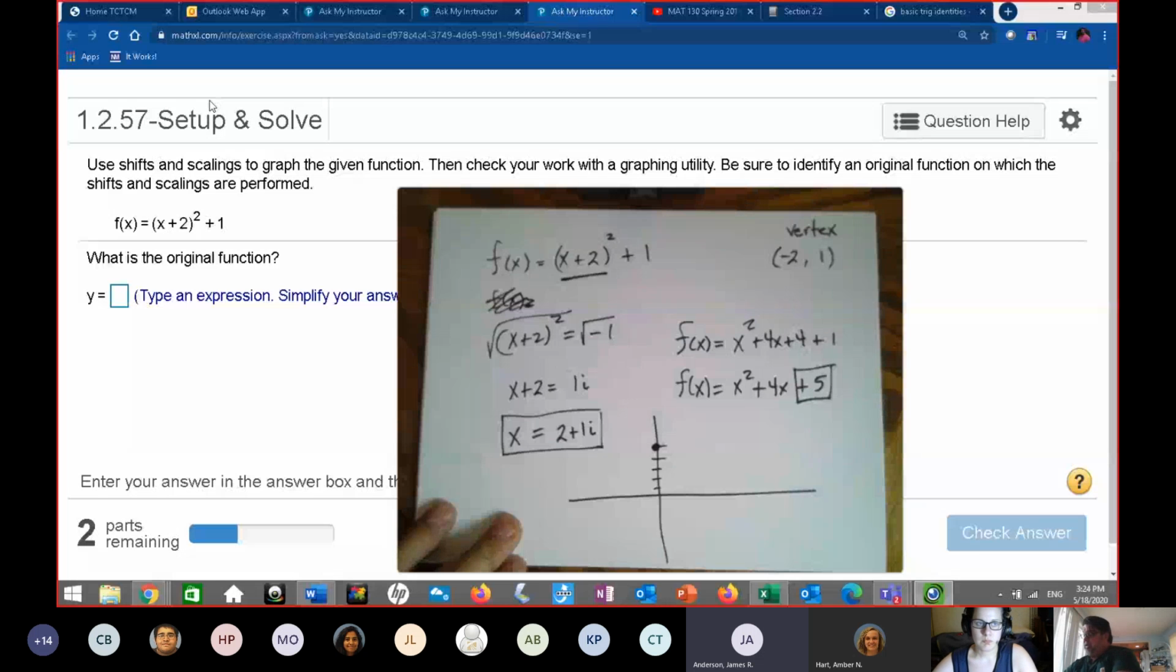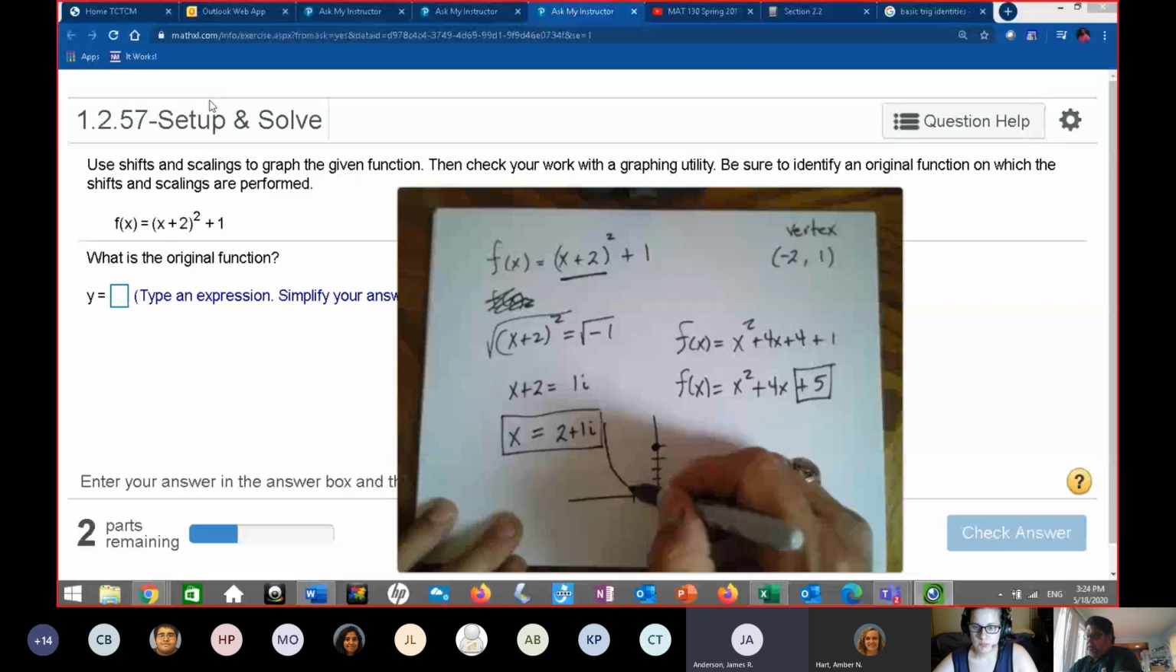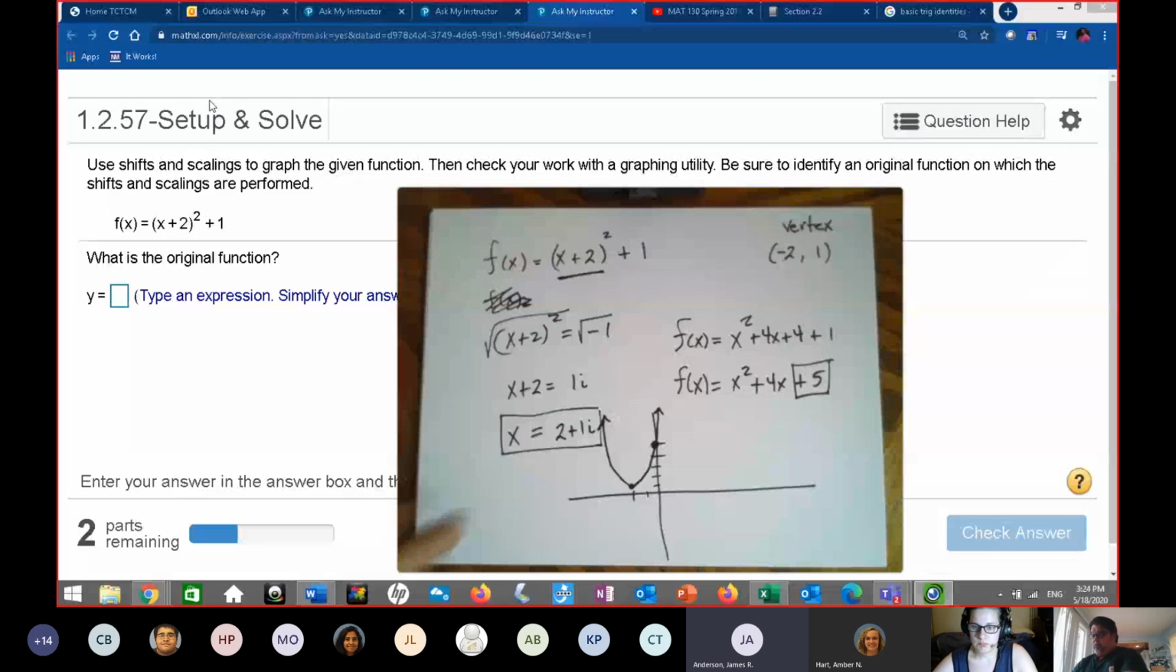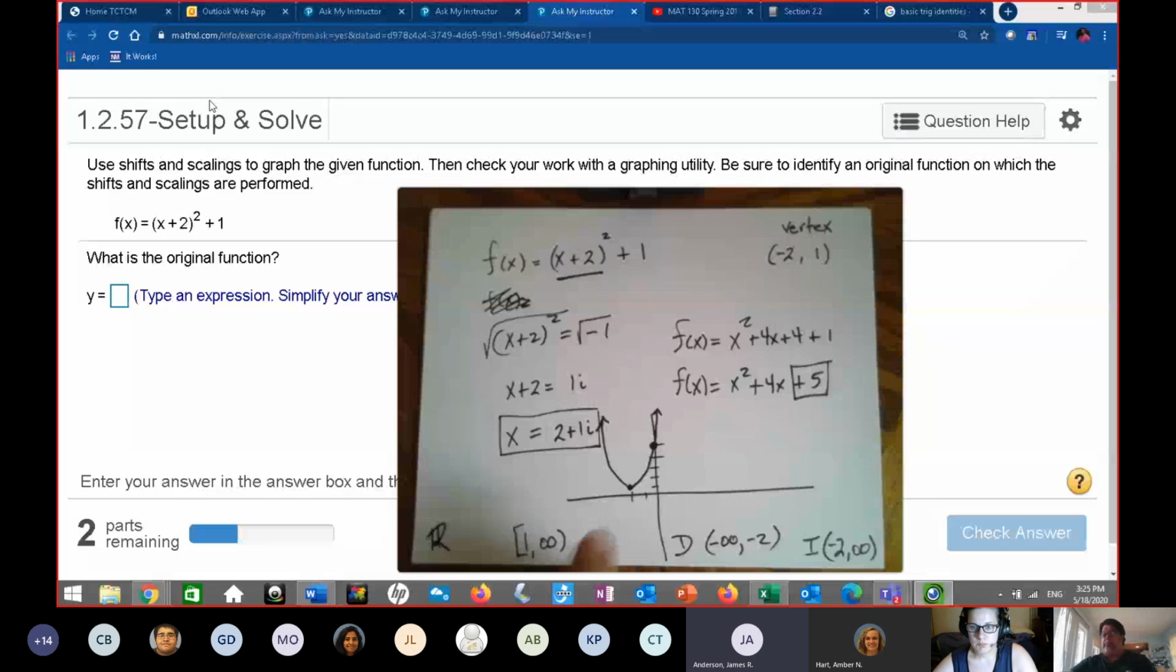And my vertex is -2, 1. And which way is it opening? Concave up. So my domain is all real numbers. My range is 1 to infinity. Decreasing from -infinity to -2. Increasing from -2 to infinity. Now, if you can do this problem from here to here, then you're good to go for the test.